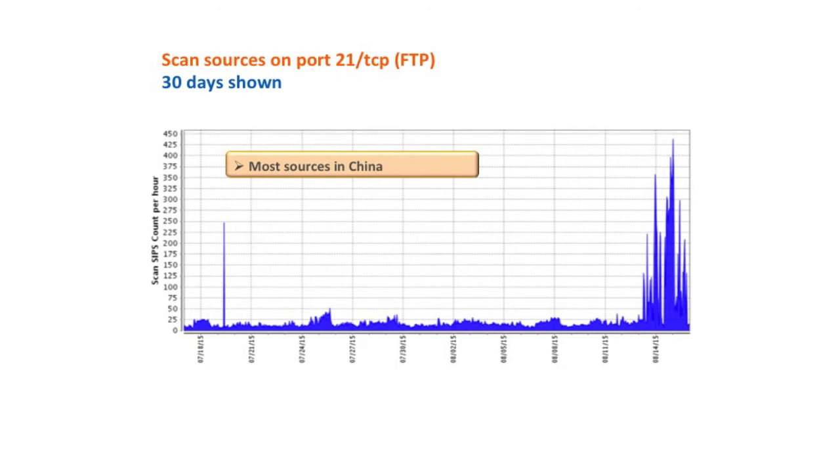And most of those sources, the vast majority, perhaps around 90% of them, are actually in China. So it appears to be some coordinated activity around this. In fact, how else do you get a bunch of IP address scanning at the same time? There's some coordination around that. Curious that they were all located in China.